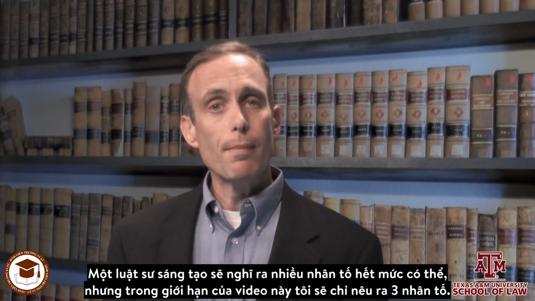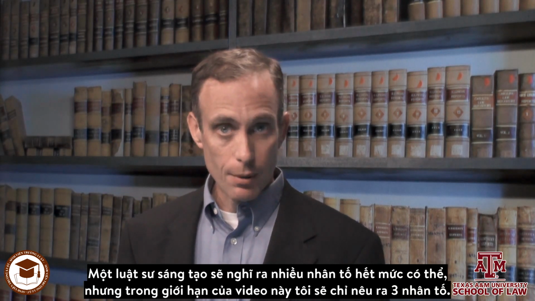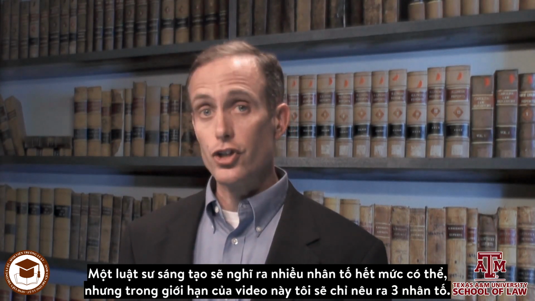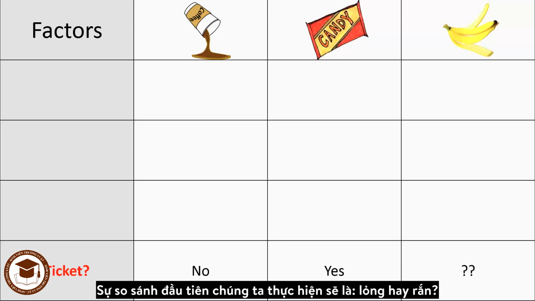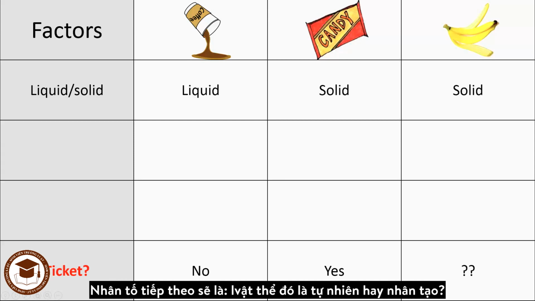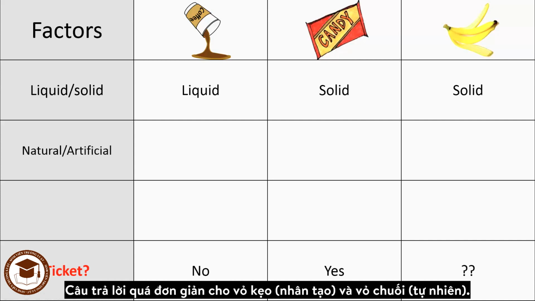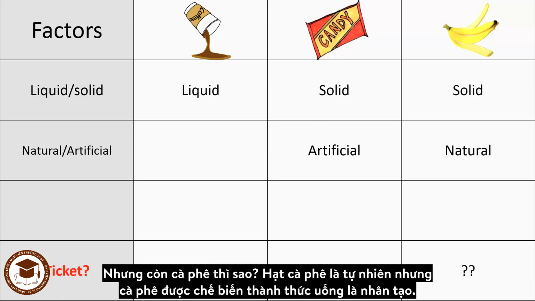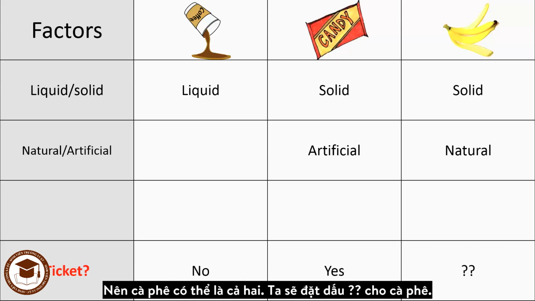A creative lawyer will come up with as many factors as possible, but in the interest of time, let's limit ourselves to just three. Our first factor or point of comparison will be liquid or solid. The coffee is liquid, but the candy wrapper and banana peel are solid. Our second factor will be whether the item is natural or artificial. The answer is easy for the wrapper, artificial, and the peel, natural. But what about coffee? Coffee beans are natural, but brewed coffee is a manufactured product. So coffee could go either way. We'll put a question mark for coffee.